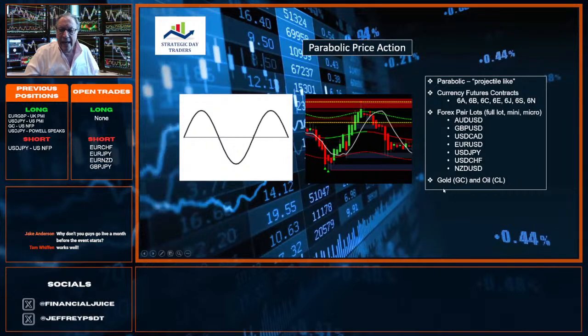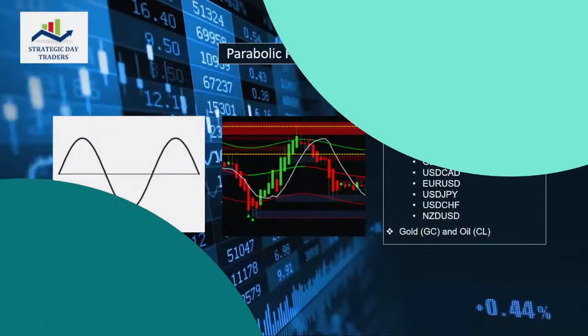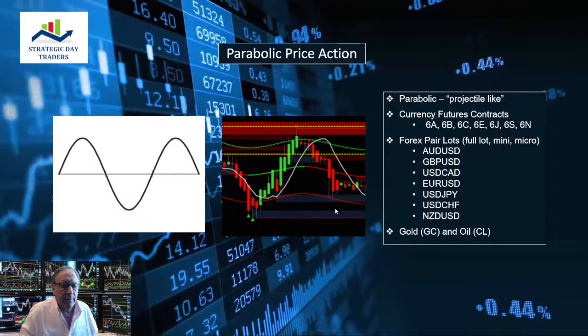So here again is what the parabolic price action charts look like, and let me change my view here, and that way you'll be able to see it a little bit better. So parabolic movement is merely just projectile-like, so we're going to see a peak up and then a swing down, a peak down, and then a swing back up. This kind of price movement is very typical, regular, and predictable on the currency pairs, futures currency contracts, or gold and oil.